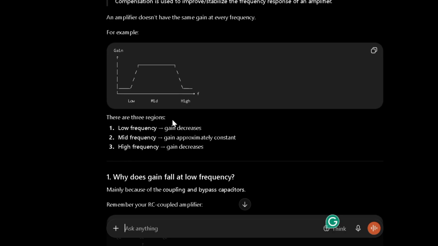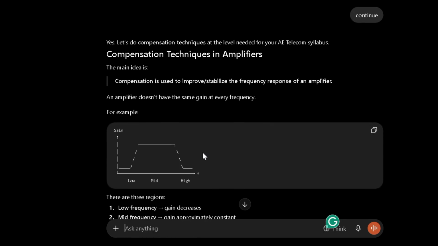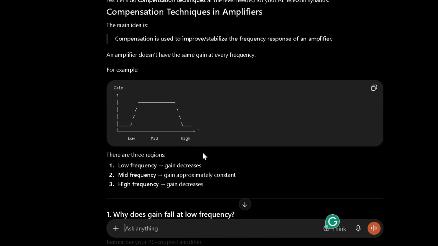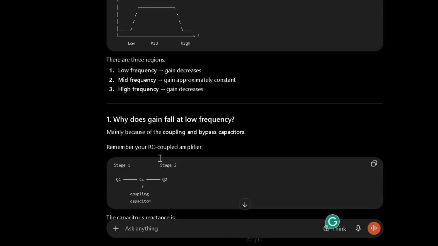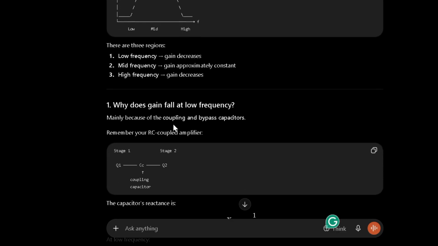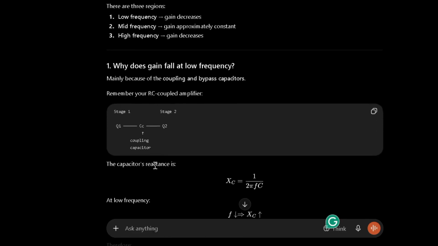We studied this in RC coupled amplifiers. Why does gain fall at low frequency? Mainly because of the coupling and bypass capacitor. Remember the coupling capacitor in our RC coupling. The capacitor's reactance becomes significant, which is the reason.